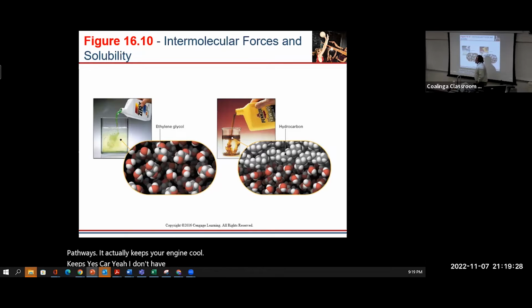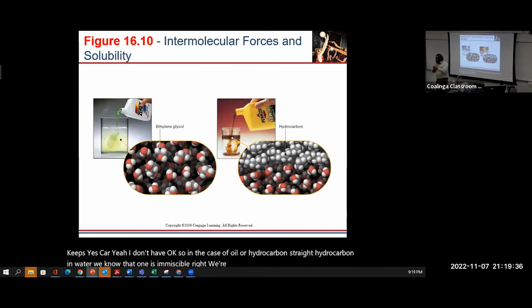Okay, so in the case of oil or straight hydrocarbon in water, we know that one is immiscible, right? We're going to get the separation. That's because the hydrocarbon is hydrophobic in water. Ethylene glycol would be considered hydrophilic, meaning it likes water, and oil would be considered hydrophobic. It doesn't like water, so it separates.